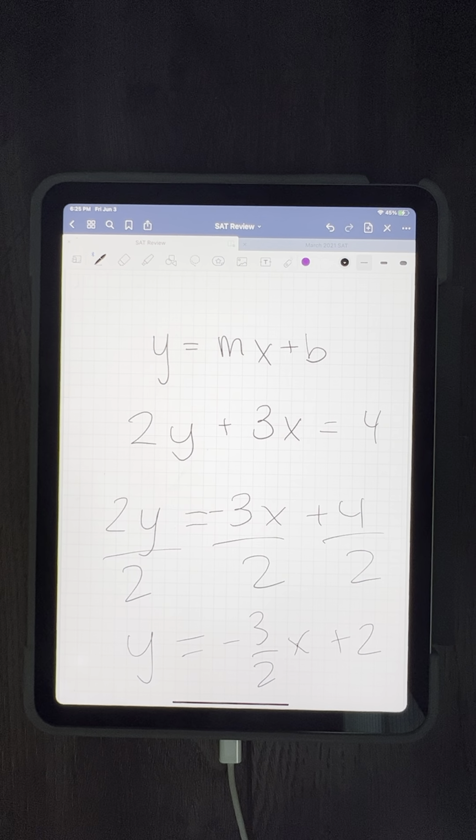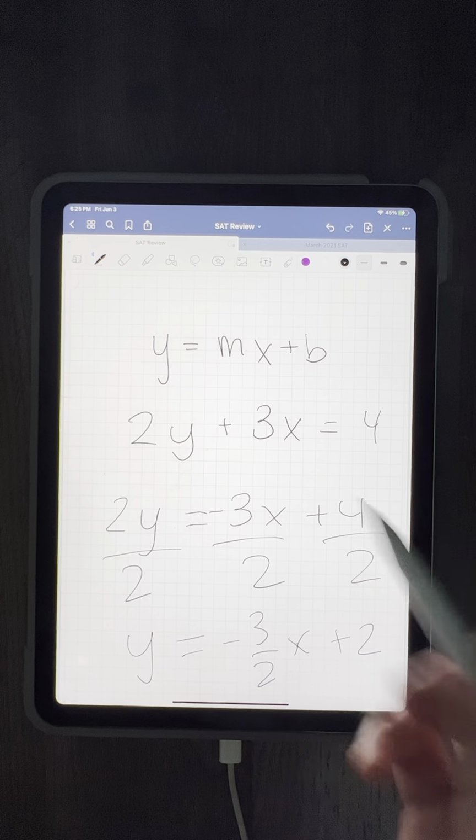So you need to know how to do stuff like that because most of the time they will not give you the y equals mx plus b. Sometimes they do, and that's great, but most of the time they won't do that. So you have to know how to shift the equation around.